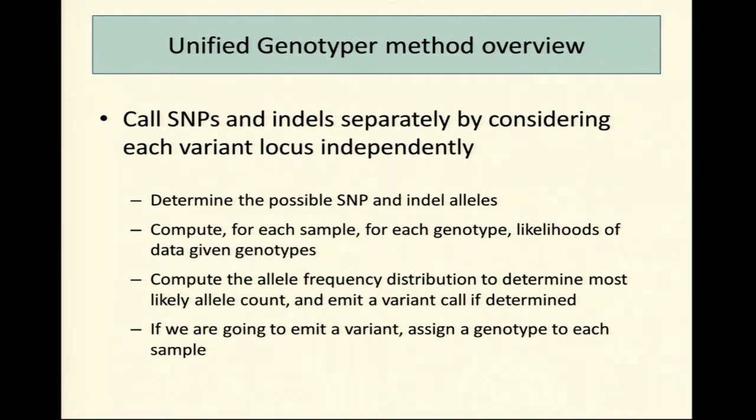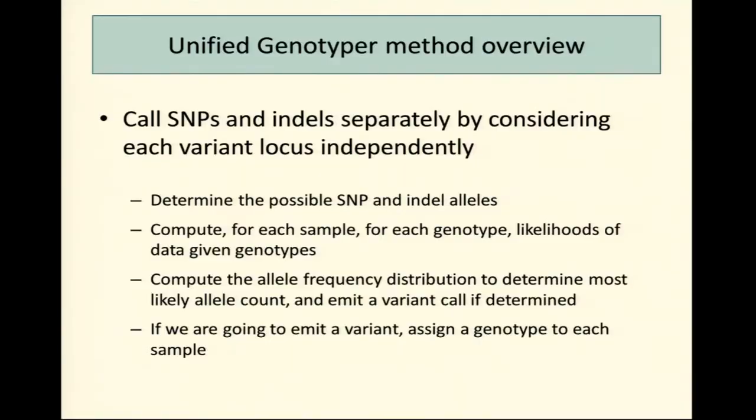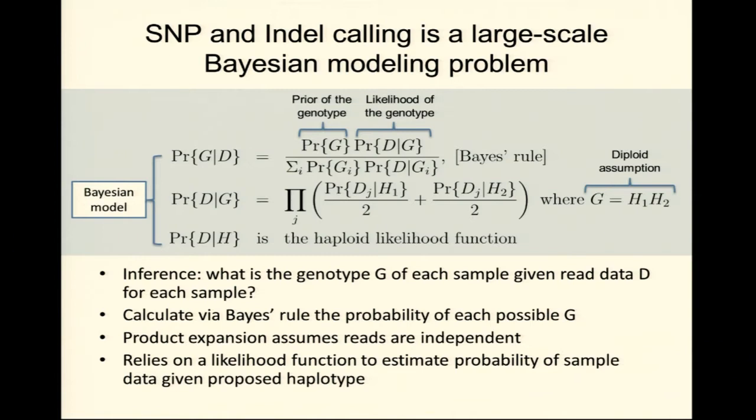The way unified genotyper works is that it independently considers each locus, as I was saying, and it also independently considers whether at a particular locus there is a SNP or an indel or both. So basically, the workflow is that for each of the samples, for each of the possible genotypes present in a locus, it will determine the likelihoods of the data given the genotypes. It computes an allele frequency distribution, and I'm going to go into detail of this in a little bit. And if there is sufficient statistical evidence that there is some variation there, it's going to emit a variant call. The output of both unified genotyper and haplotype caller is a VCF, a text file format that we described yesterday, and we're going to see also how this looks in a little bit.